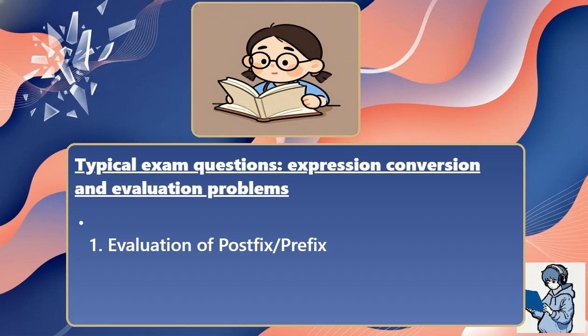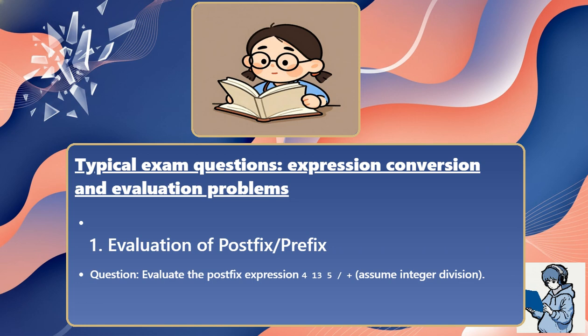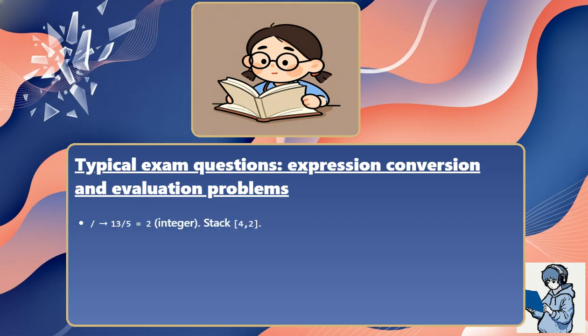3. Evaluation of postfix or prefix. Question: evaluate the postfix expression 4 1 3 5 divided by plus, assuming integer division. Solution: push 4, 13, 5. Slash yields 13 divided by 5 equals 2 integer. Stack: 4, 2. Plus yields 4 plus 2 equals 6. Result equals 6. What to show: a step-by-step stack trace.